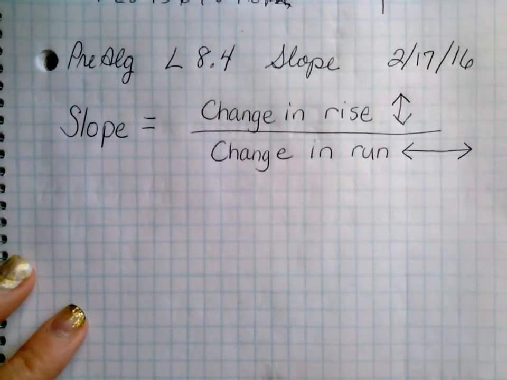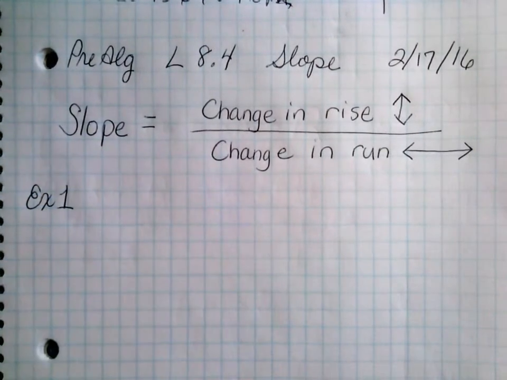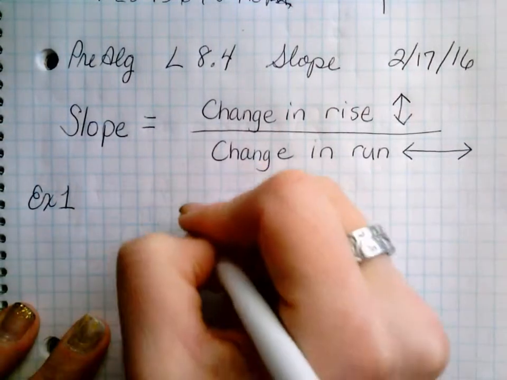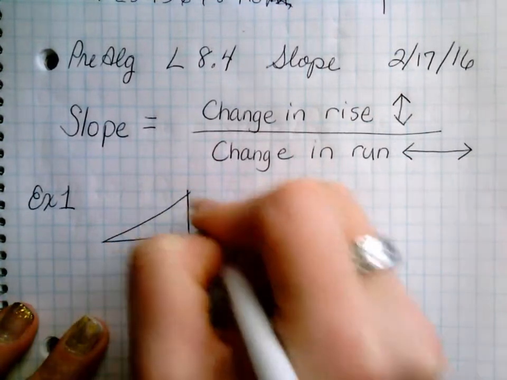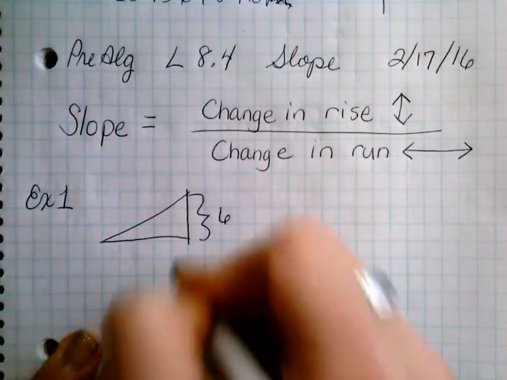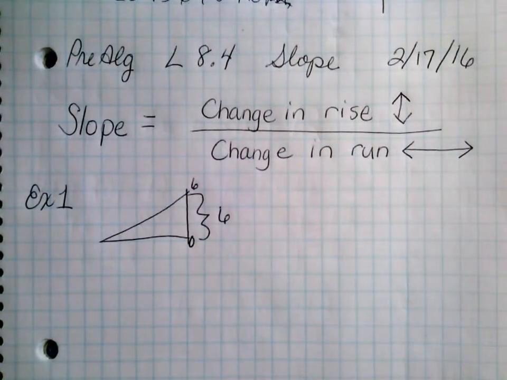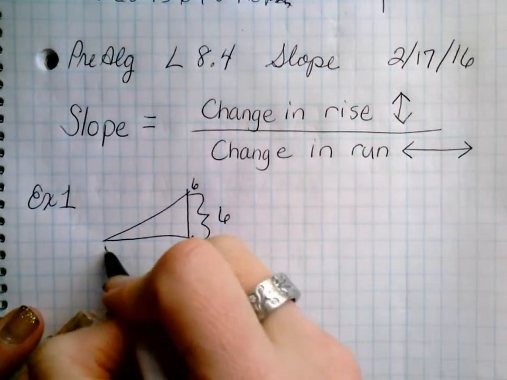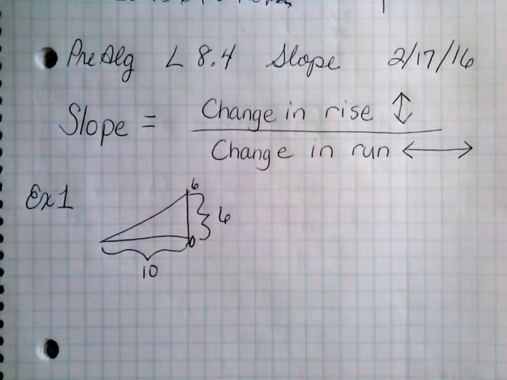We're going to start rather simply, though, with example 1. We're going to say the ramp goes, I'll draw it really quick, has a rise of 6 feet. So it goes from 0 to 6. Okay, this is flat, it goes up to 6. And from start to finish, it's 10 feet in length.